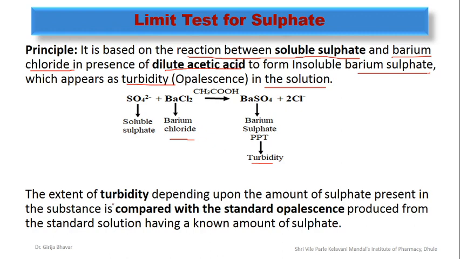The extent of turbidity depends upon the amount of sulfate present in the substance, and this turbidity is compared with the standard turbidity produced from the standard solution having a known amount of sulfate.